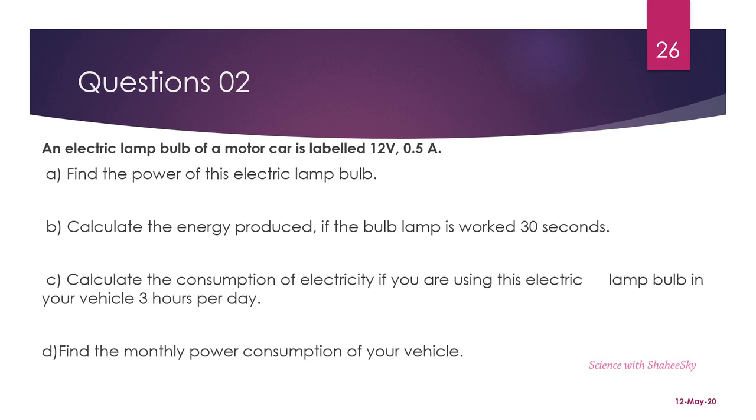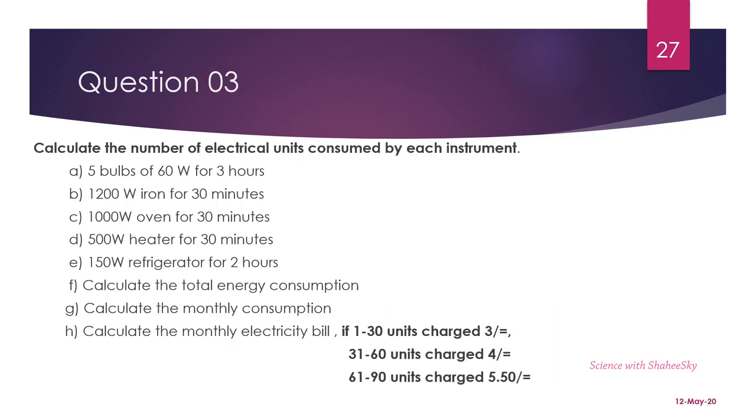And the next question, calculate the number of electric units consumed by each instrument. Here I have given you several instruments with their power consumption. You have to calculate separately all the power consuming units, calculate the total energy consumption, calculate the monthly consumption, and calculate the electricity bill per month. So take the consumption per day and multiply by 30, and you go through with this.